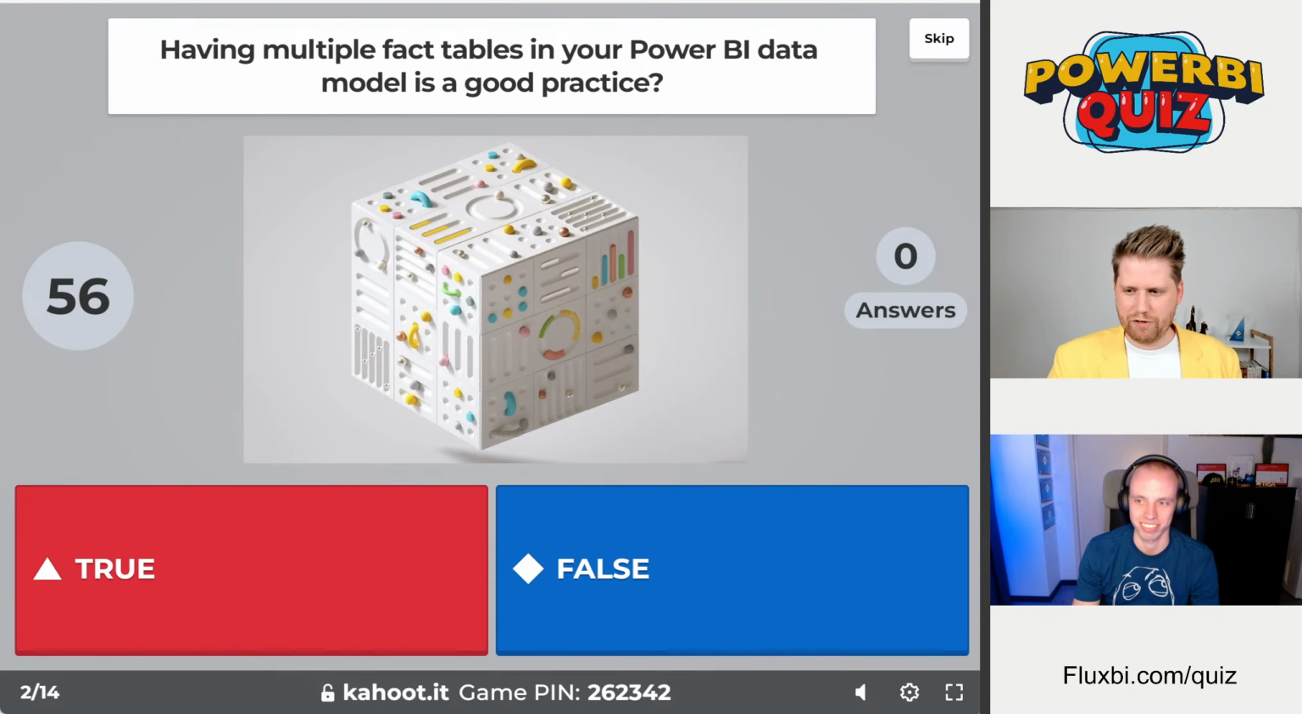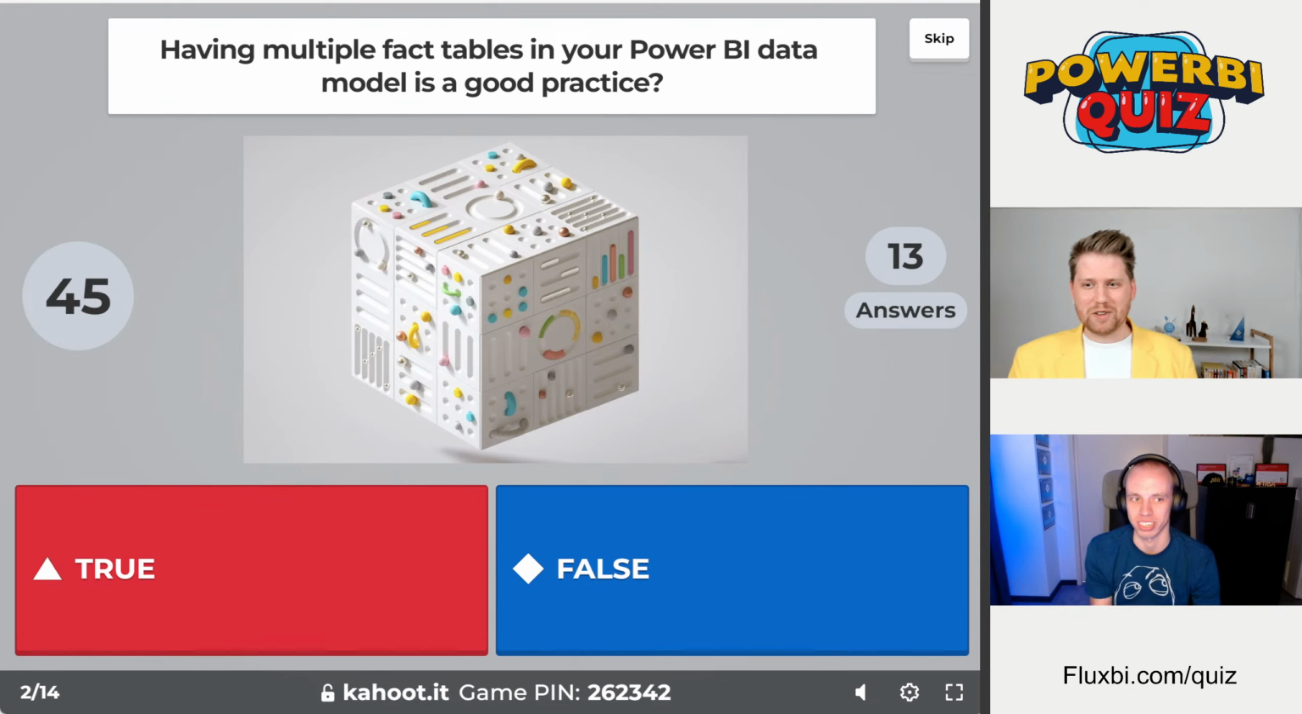Moving on to question number 2. No points here, and every question from now on will award points, and there will be a few questions where you can even make double points. They are really hard, so watch out for that. There we have true and false.